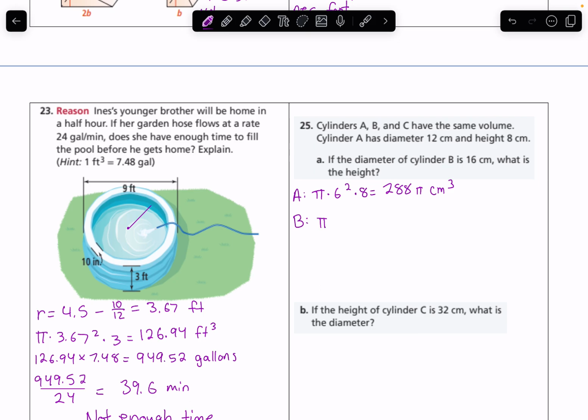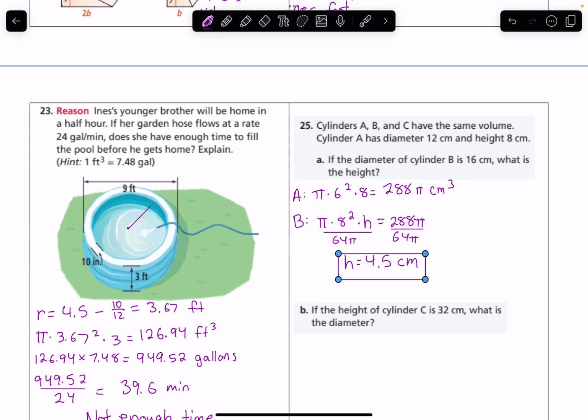And then we can use that to find the height of B, because we'll say pi times, and we have the diameter of 16, so the radius is 8 squared times the height of B that we don't know, is equal to the same volume as A, 288 pi. So then if we solve for the height there, we would divide both sides by 64 pi, because 8 squared is 64, times pi. And we would find that the height is equal to 4.5 centimeters.